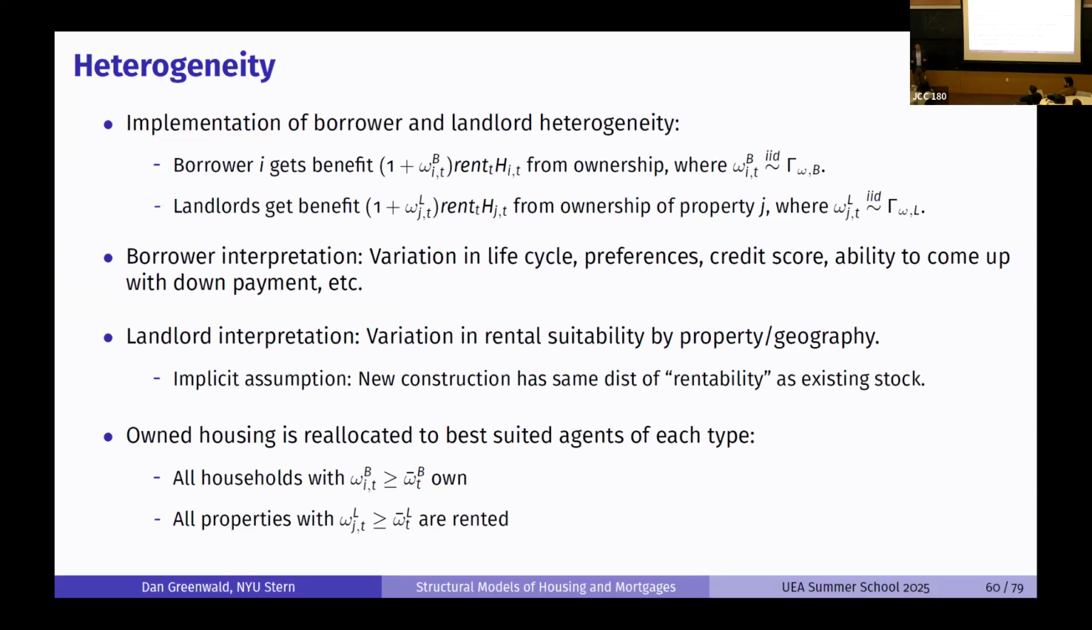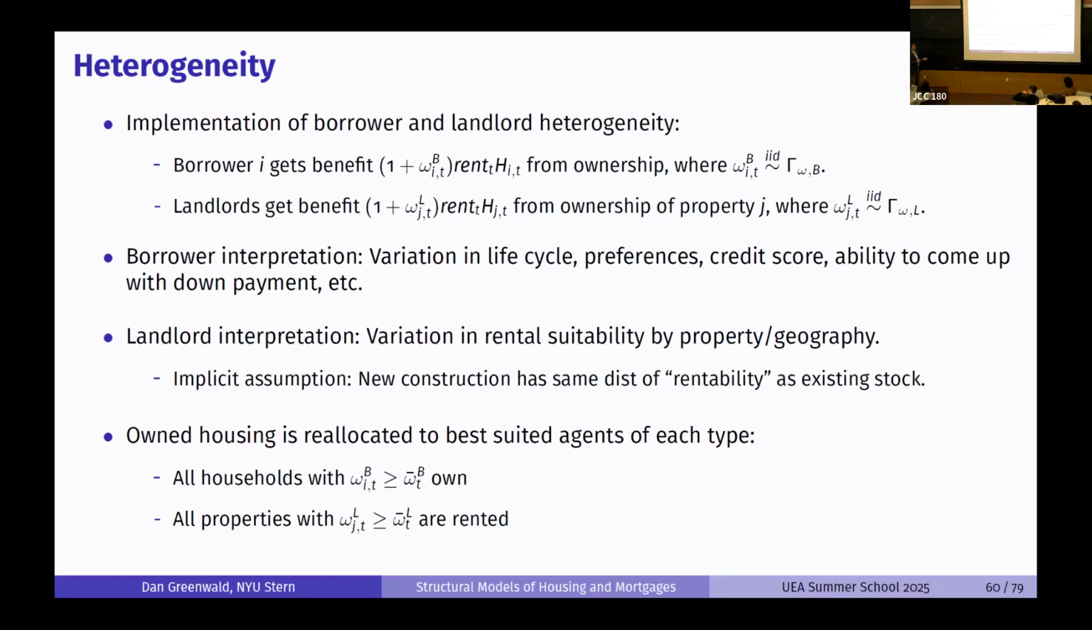So here's what I'm going to assume. I'm going to assume that each borrower i gets some extra benefit from ownership that they only get from owning. So basically, if they own, they get not only the rent. So this is kind of the imputed value of their housing services. Let's say that they own H housing. Each unit of it produces 1 unit of housing services, which you value at the imputed rent, right?